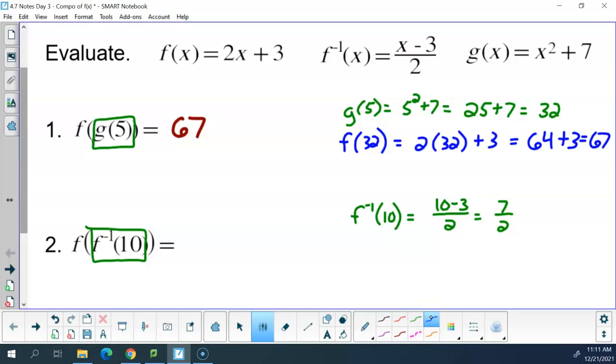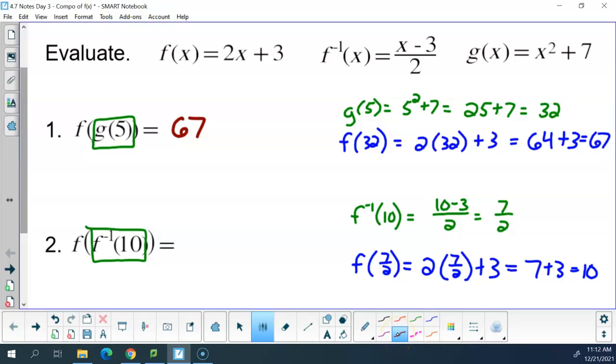Then I find f of 7/2. So that would be 2 times 7/2 plus 3. Does that make sense? Will that always happen? I started by plugging in 10, and the result I got was 10.